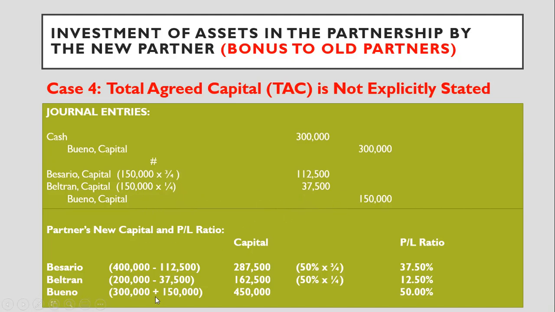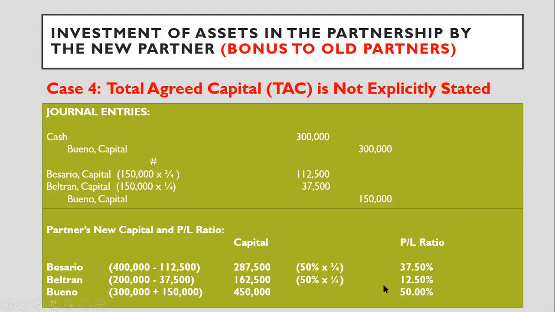So after the investment, what will happen to their capital and P&L ratio? The new capital of the partners will be: Bisario, 400,000 original capital minus 112,500 bonus given to Bueno, so it's 287,500. And for Beltran, 200,000 minus 37,500 given to Bueno, it's 162,500. And then Bueno, actual contribution of 300,000 plus the bonus of 150,000 is 450,000.